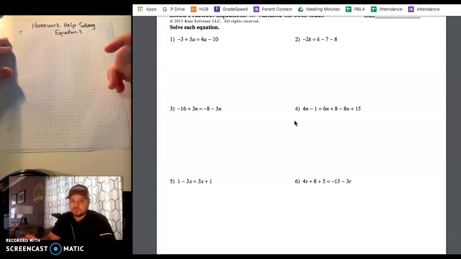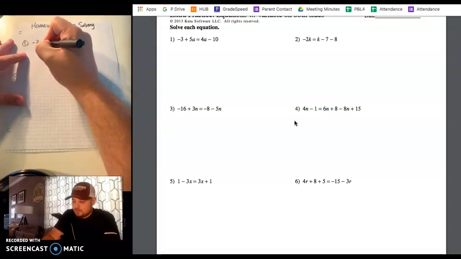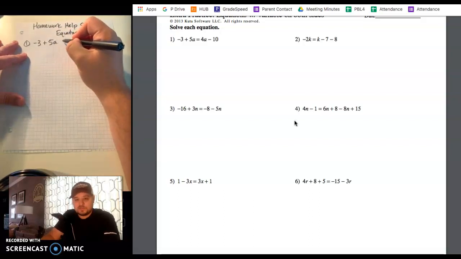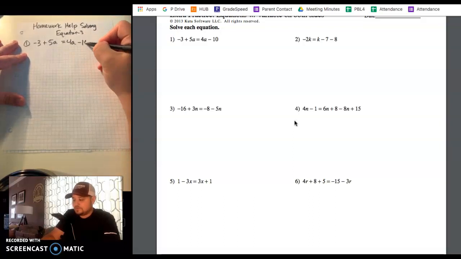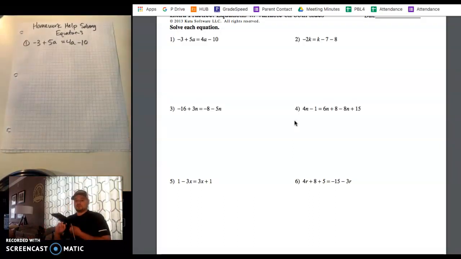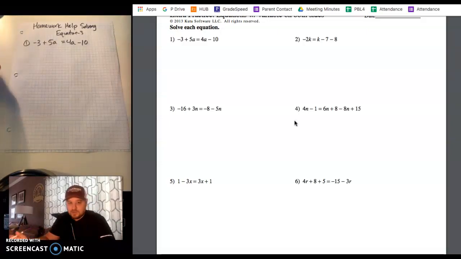All right, so let's choose a few of these to do. I'll start with number 1: -3 plus 5a equals 4a minus 10. The first thing that we usually do is look for the distributive property. I don't see any parentheses in this problem, so I'm not going to have to do the distributive property at all. The next thing I look for is combining like terms.